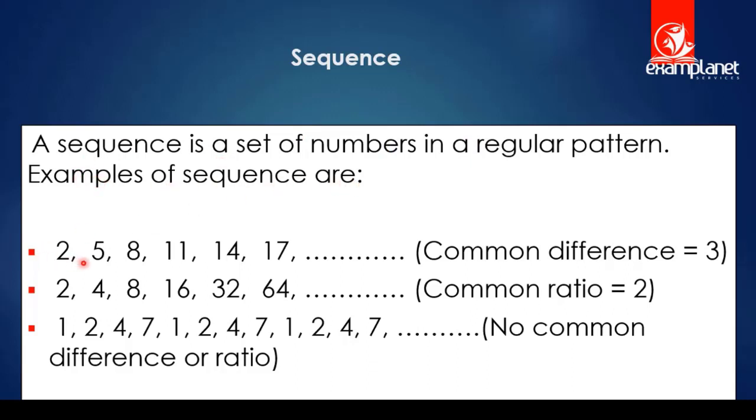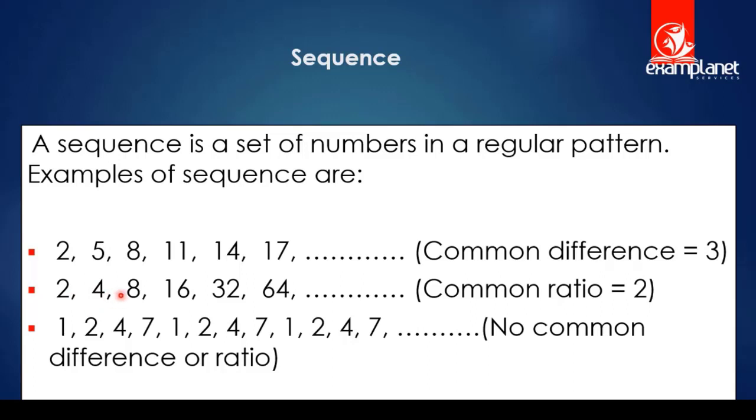We have 2, 5, 8, 11, 14, 17, and so on. Now, what do you think is the pattern in this sequence? Simple. We are simply adding 3 to the preceding term to get the next term. So 2 plus 3, we have 5. 5 plus 3, we have 8. 8 plus 3, we have 11. 11 plus 3, we have 14. 14 plus 3, we have 17, and so on. So this kind of sequence is said to have what we call a common difference. The common difference is what we are adding or subtracting to produce the terms, and in this case, that is 3.